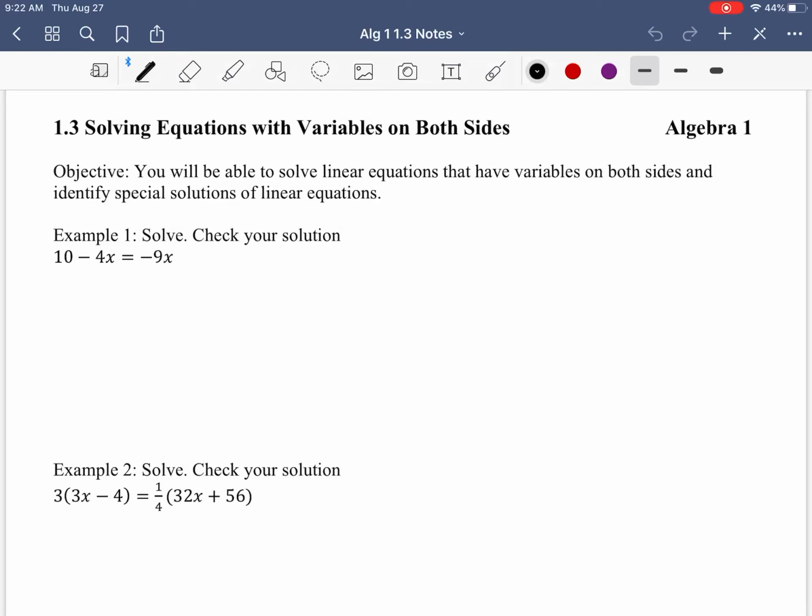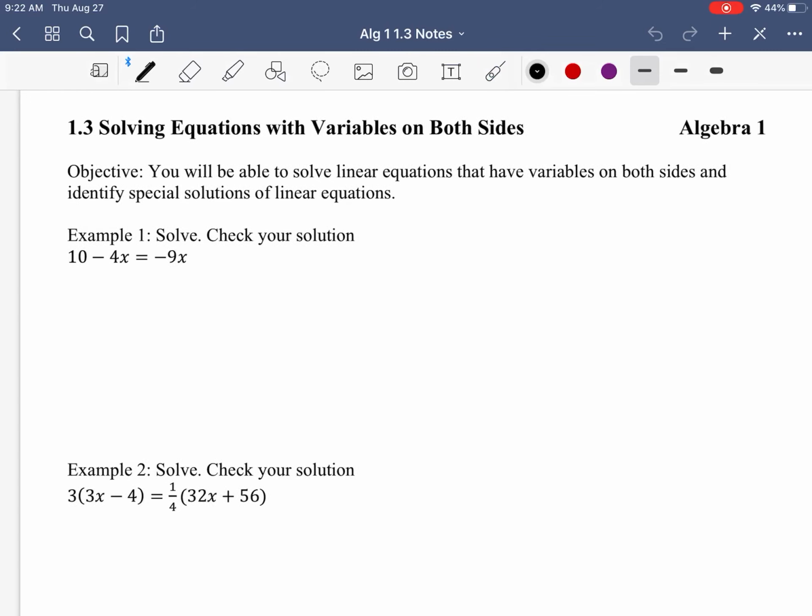Okay, section 1.3, we are going to be solving equations with variables on both sides. Our objective for today's lesson is that you're going to be able to solve linear equations that have variables on both sides and identify special solutions of linear equations.